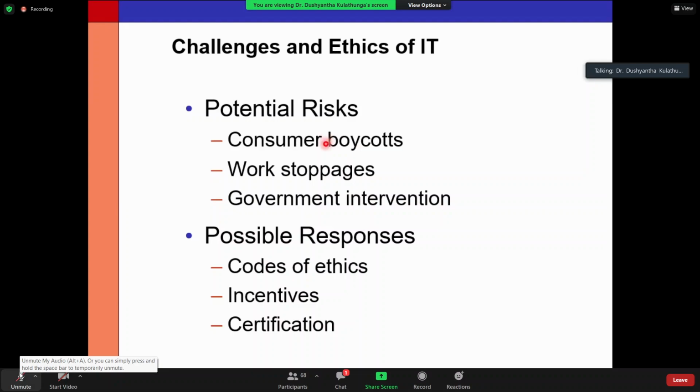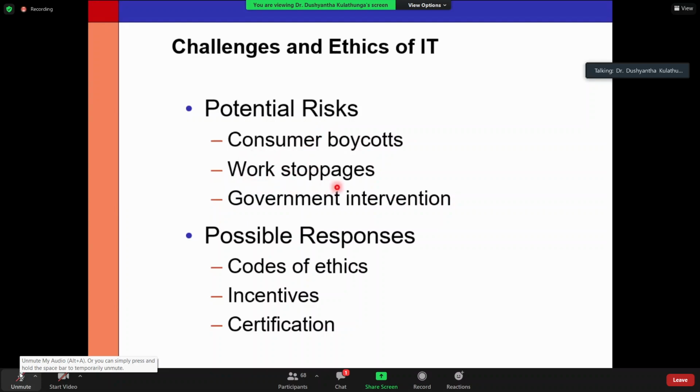So then what will happen is the customer will boycott such companies because they can't trust the particular company. So the trust has been broken. So thereafter the customer may not want to do transactions again with such companies.